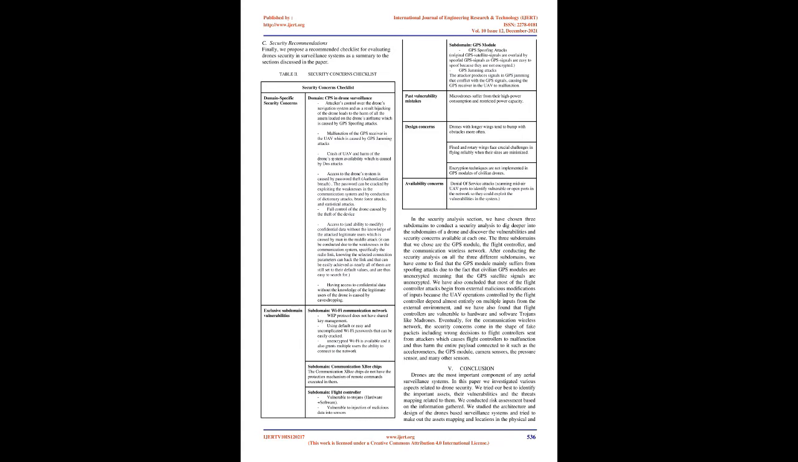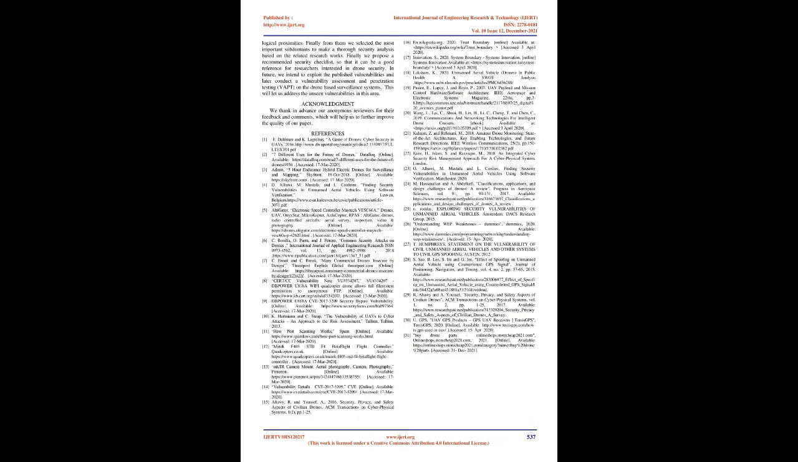Access to, and the ability to modify, confidential data without the knowledge of the attacked legitimate users is caused by a man-in-the-middle attack. It can be conducted due to weaknesses in the communication system, specifically the radio link. Knowing the selected connection parameters, an attacker can hack the link, and that can be easily achieved as nearly all of them are still set to their default values, and are thus easy to search for. Having access to confidential data without the knowledge of the legitimate users of the drone is caused by eavesdropping.